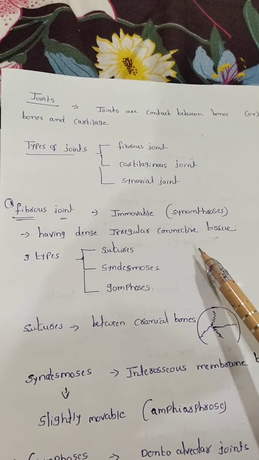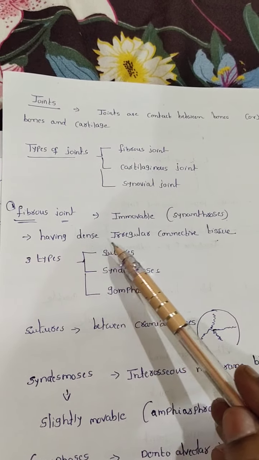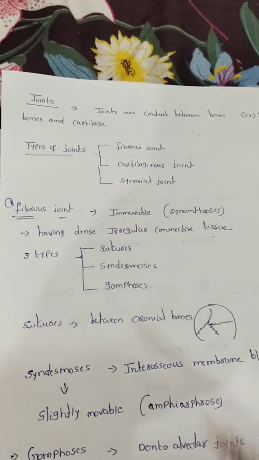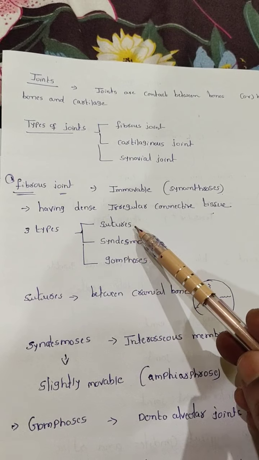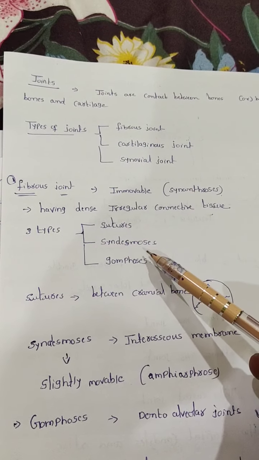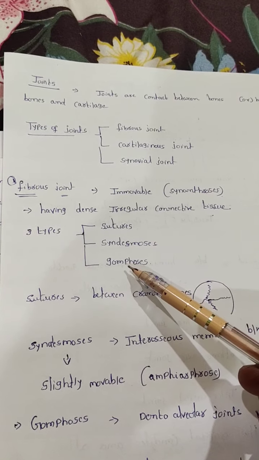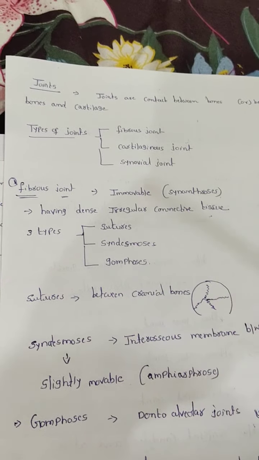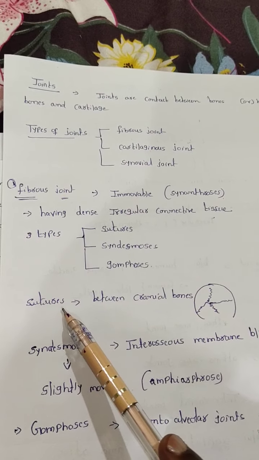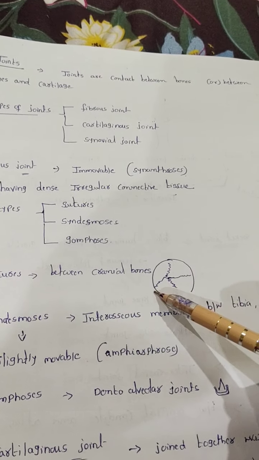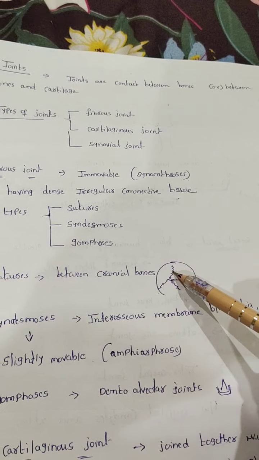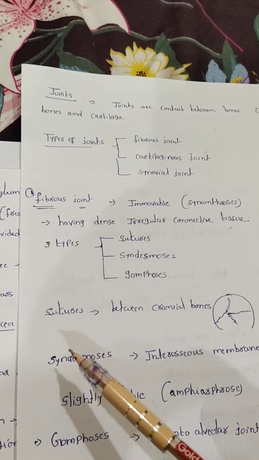Between the bones, what type of connective tissue do they have? Dense irregular connective tissue. Fibrous joints are of three types. One is sutures, another is syndesmosis, third is gomphosis. Where are sutures present? Sutures are present between the cranial bones. See, like a zigzag manner, like stitches. That's why it is called sutures.